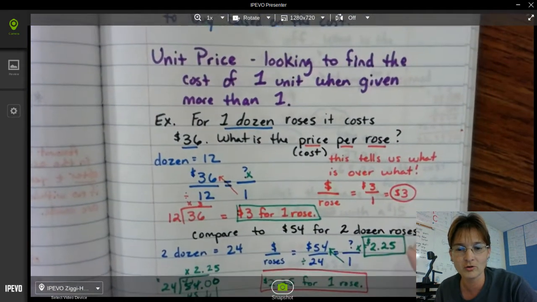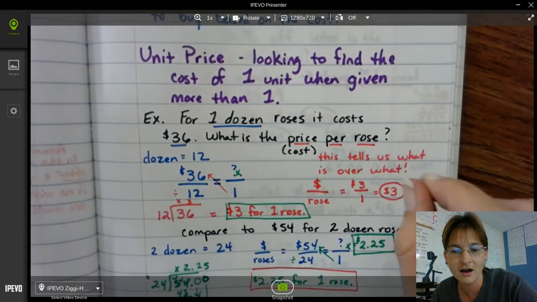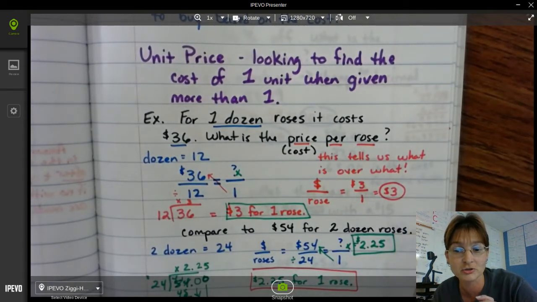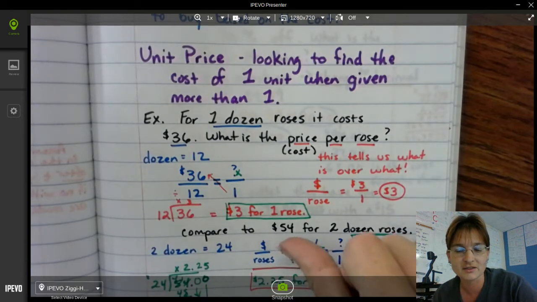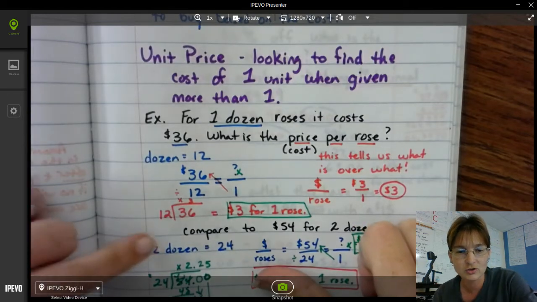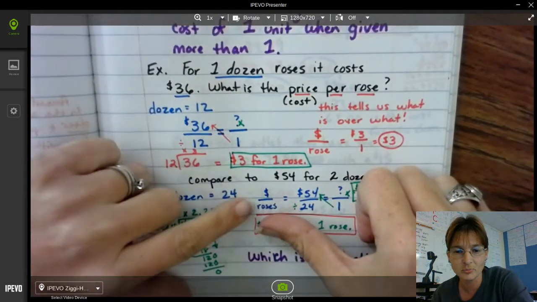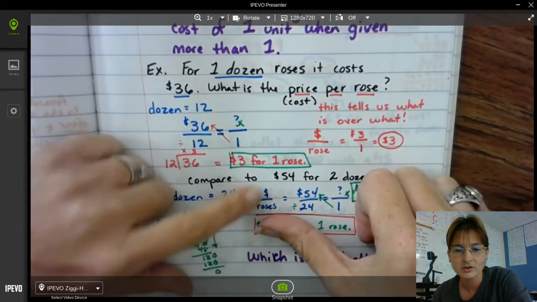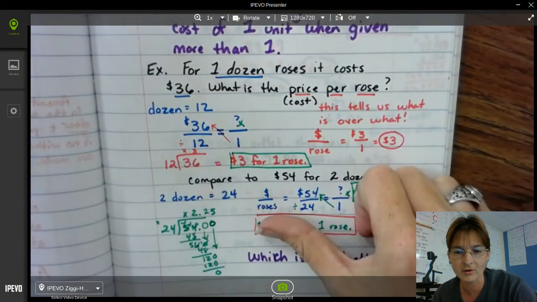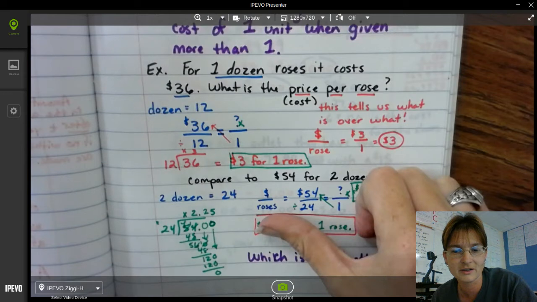Well, what if you were not wanting to pay $36 and another store had a sale going or a special going, and it says that they're selling 2 dozen roses for $54? All right, so 2 dozen roses is 24 roses, and then you're still putting the cost over the rose. So you're having 54 over 24, and you're looking for the cost of one. You're seeing if it's a better buy, okay? Because you think maybe $36 is too much for 1 dozen.